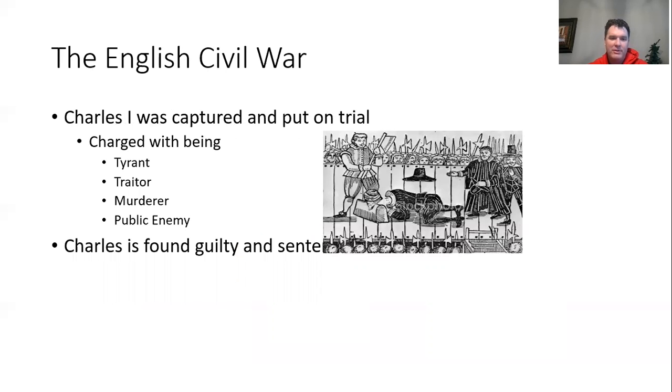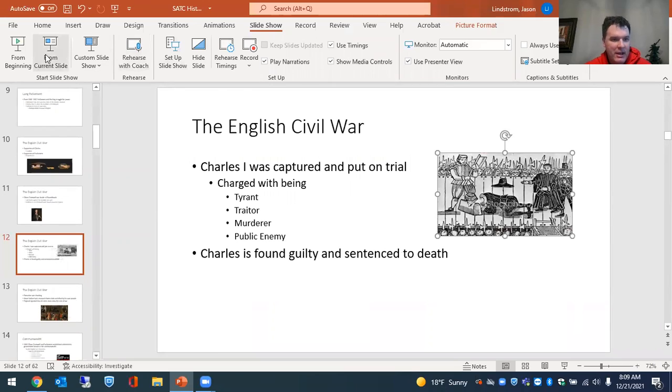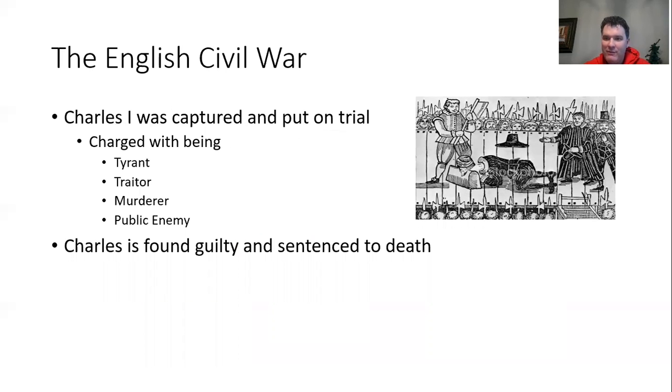And so Charles I is captured. He's put on trial, and he's charged with being a tyrant and a traitor and a murderer and a public enemy, just all around bad person. And he's found guilty, and he's sentenced to death. And they chop his head off in front of everybody.